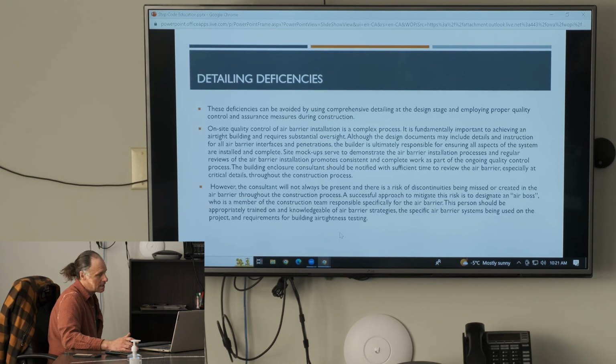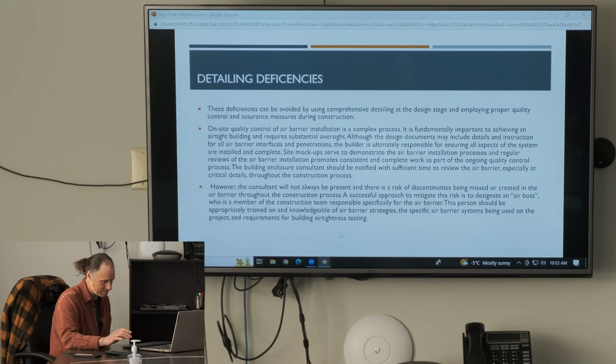So these detailing deficiencies can be avoided by using comprehensive detailing at the design stage and employing proper quality control and assurance measures during construction. On-site quality control of air barrier installation is a complex process. It's fundamentally important to achieve an airtight building and requires substantial oversight. Although the design documents may include details and instruction for all air barrier interfaces and penetrations, the builder is ultimately responsible for ensuring that all aspects of the system are installed and complete.